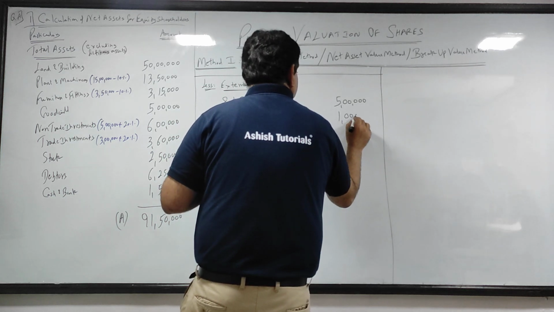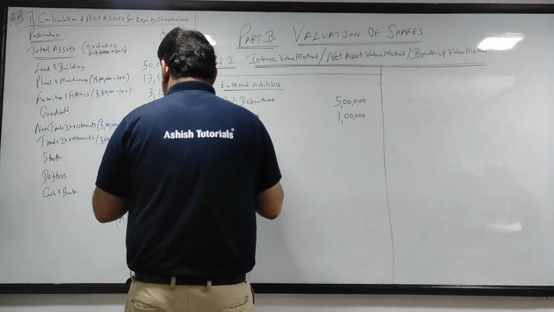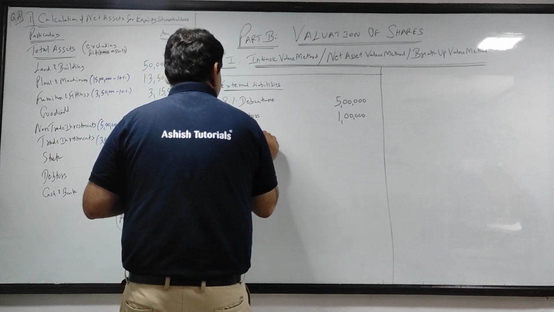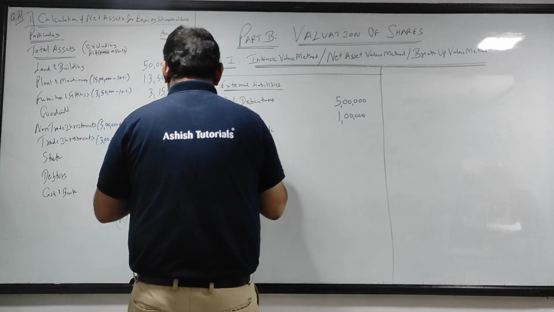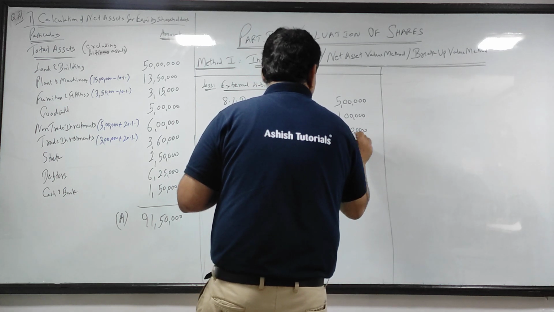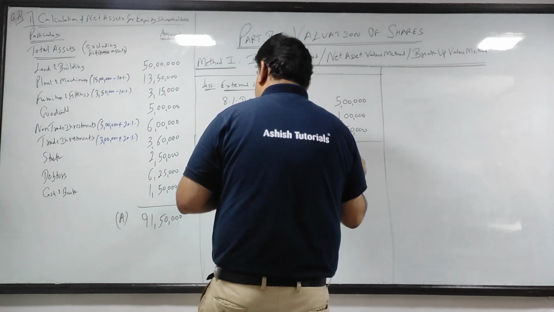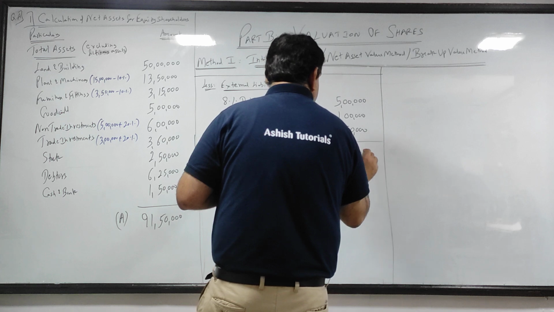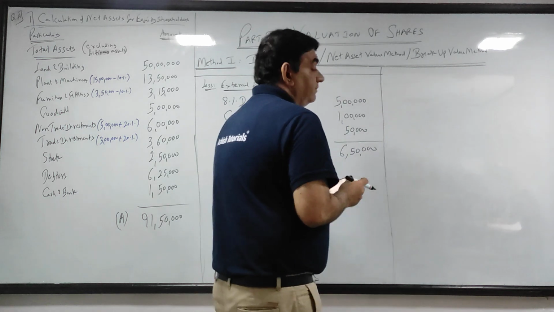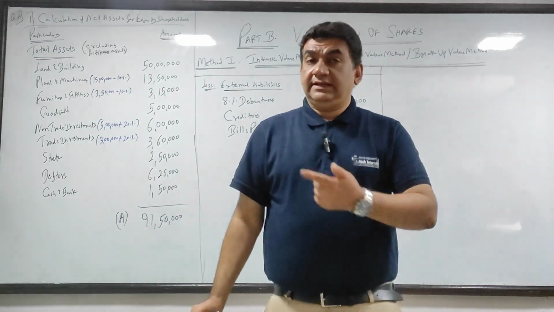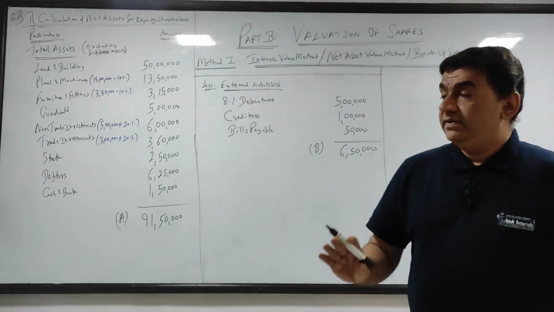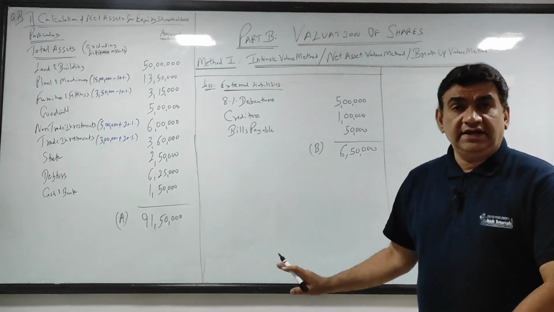Creditors, that is 1 lakh. And bills payable 50,000. So that gives you 6,50,000. Got it? This will continue further and here a point will come, but I hope till now it is clear.